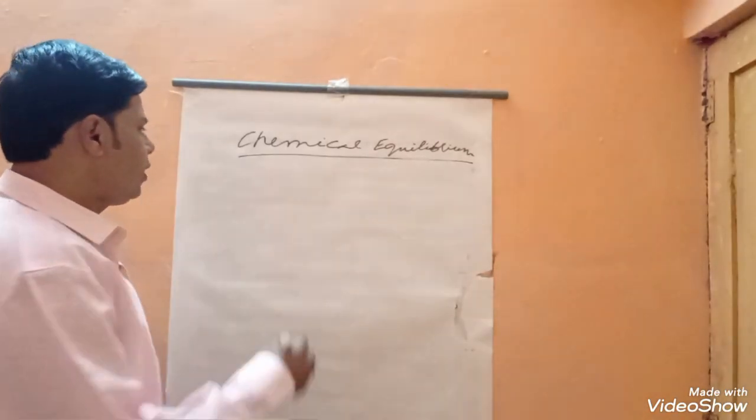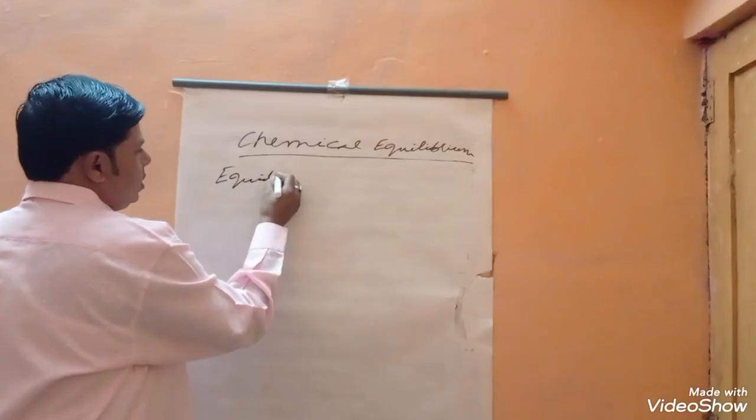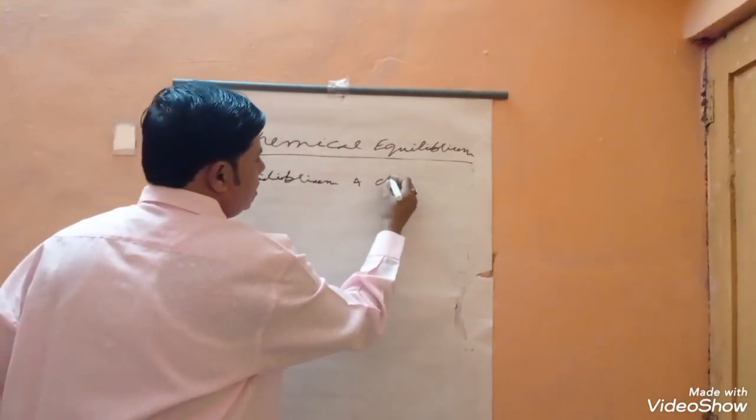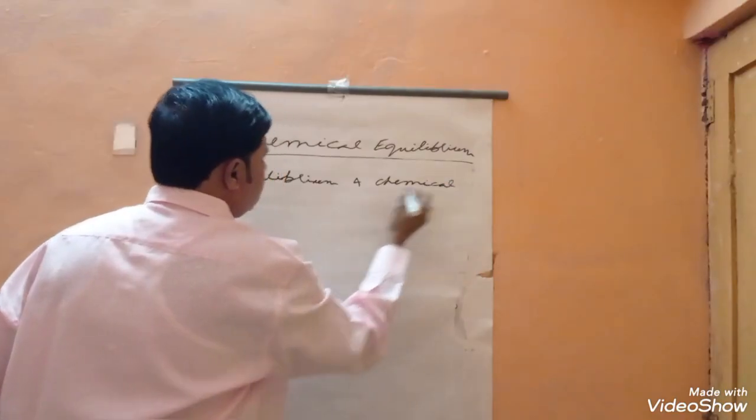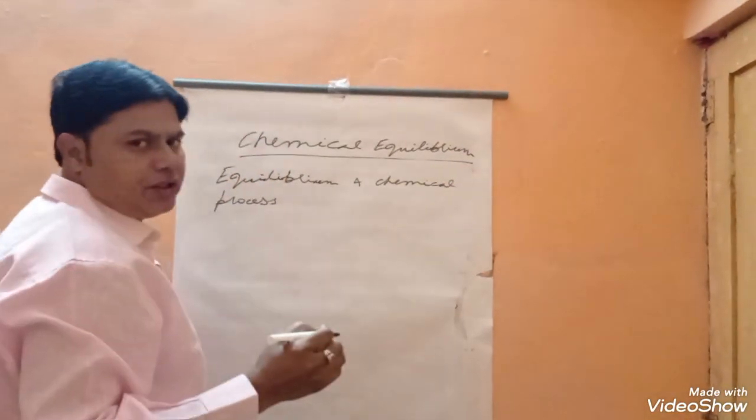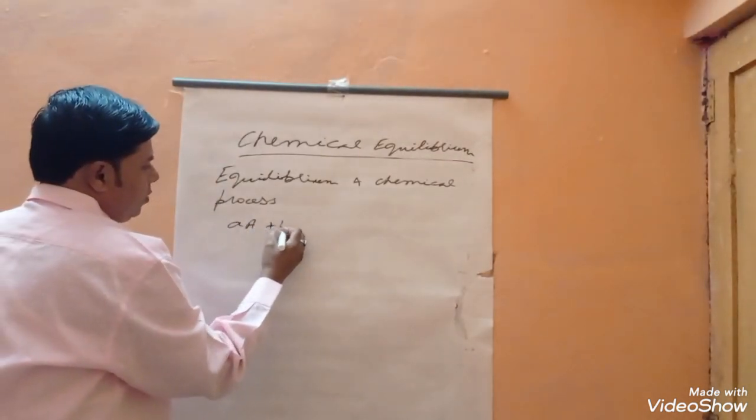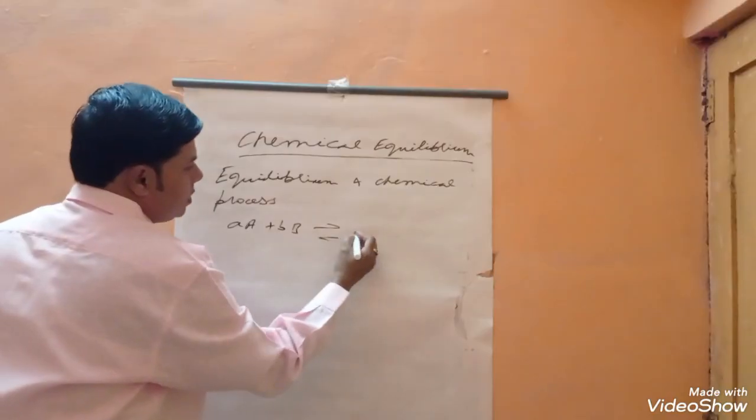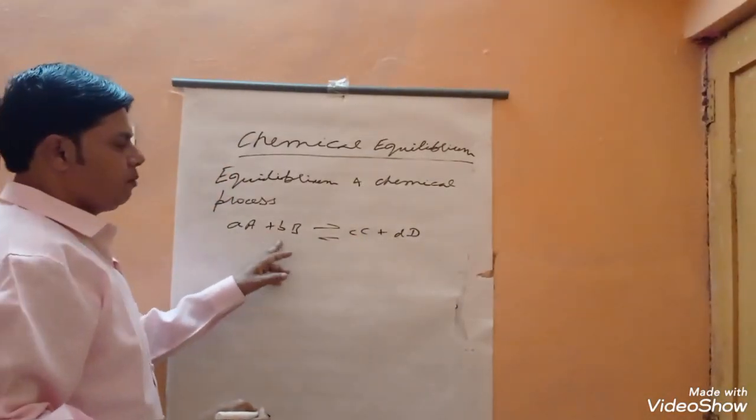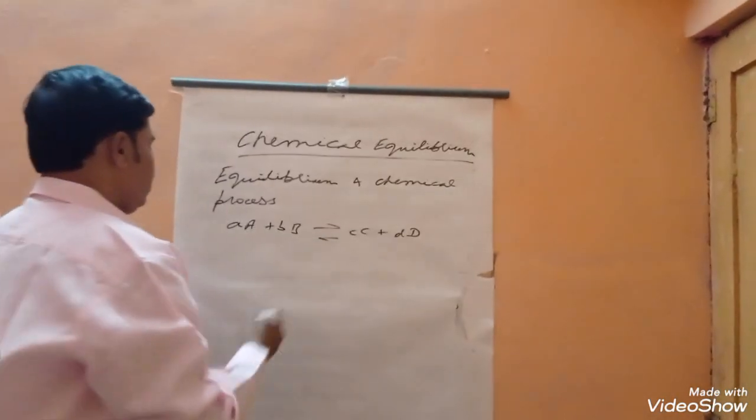Come to the next point, equilibrium and chemical process. Consider a chemical reaction in a closed vessel. For example, aA plus bB gives cC plus dD. Here small a, small b, small c and small d are their stoichiometric coefficients.